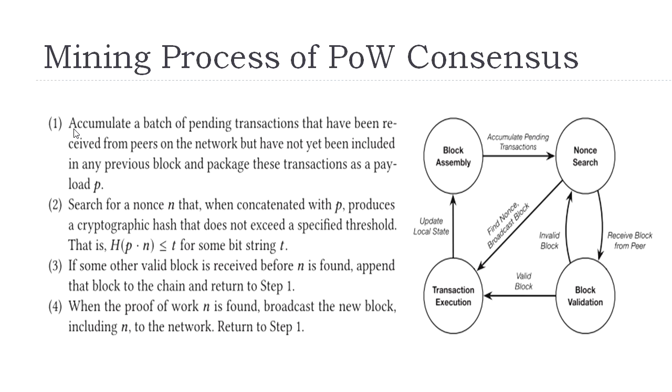Then wait for the next 10 minutes and accumulate a set of transactions, and a nonce will be generated, and it will be asking you to find that particular nonce so that the first 4 bits will be 0, or the first 10 bits will be 0, like that. When the proof of work n is found, that means this particular nonce value is found, broadcast the new block including n, so that everyone will verify this in the network, and return to step 1.